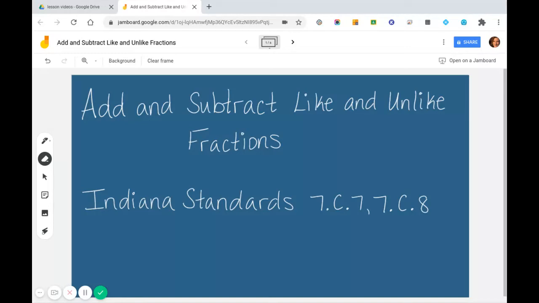Hi everyone. In this video, we are going to start adding and subtracting fractions. We're going to focus on both like denominators and unlike denominators.